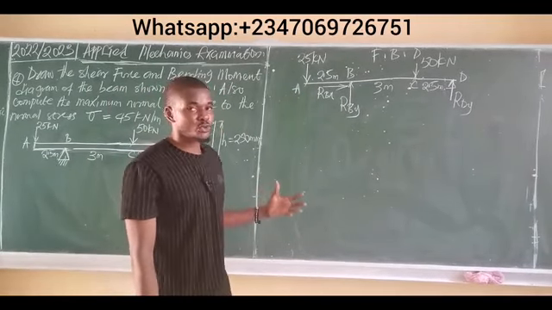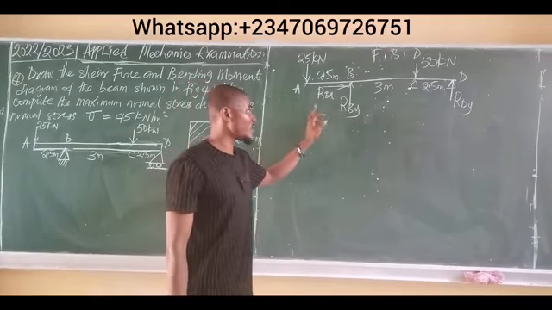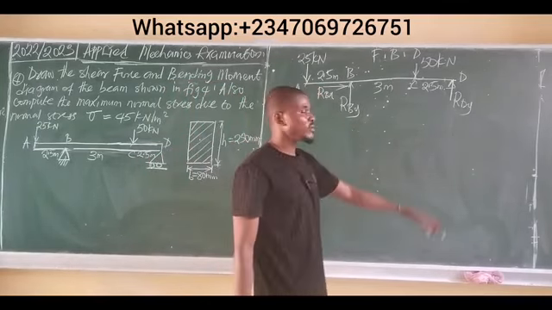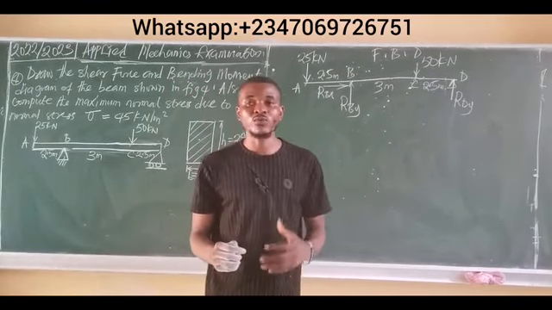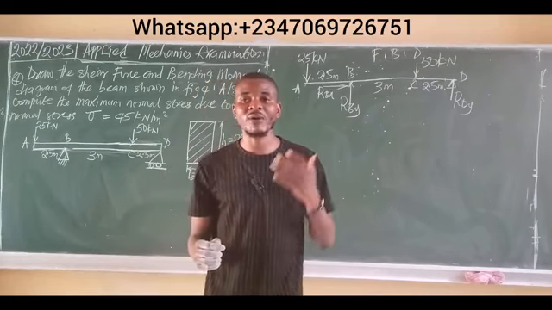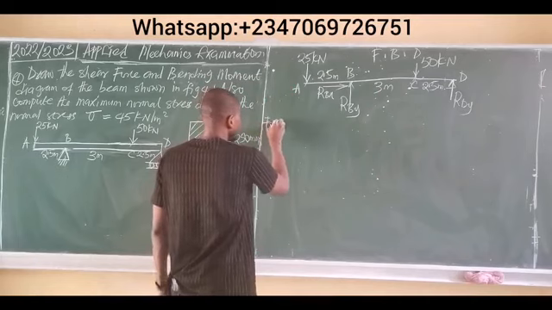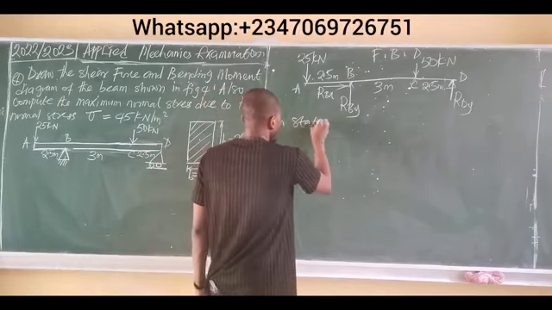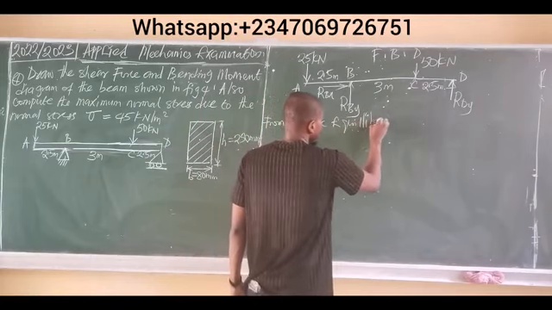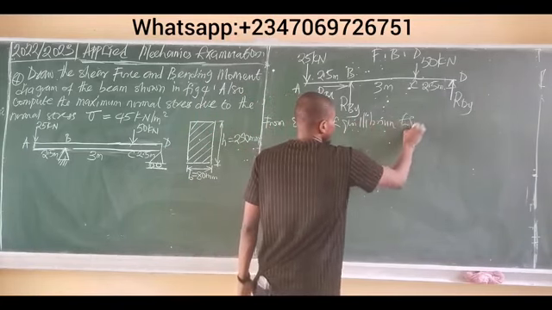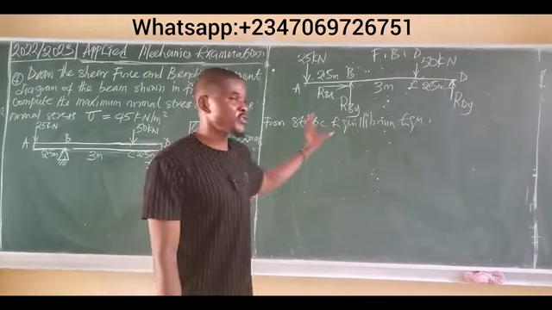Now, the first thing to do is to find the value of the unknown reactions on this beam. We have RBX, we have RBY, and we have RDY. These are all unknown reactions. We need to find the values of these forces. To find the values of these forces, we simply employ our static equilibrium equations. So from static equilibrium equations, there are actually 3 equations which we can employ to solve this problem.